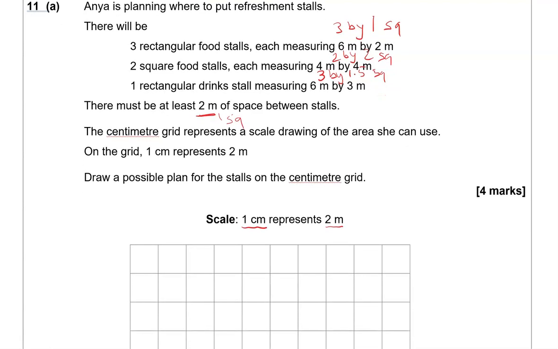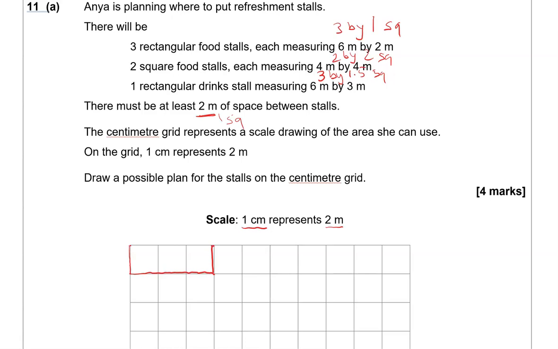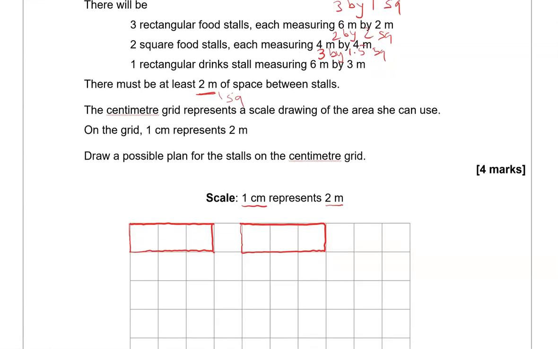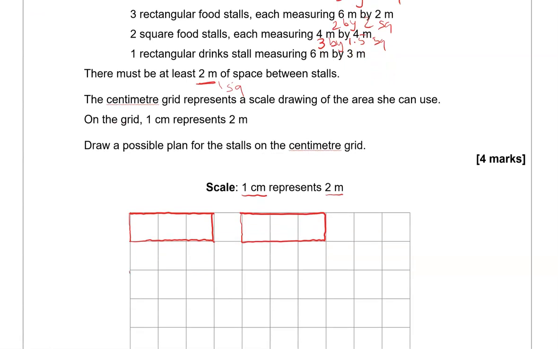So if we start with a rectangular food stall, so 3 by 1, let's do another one. So that is 2 of them. And then we can do another one here. So that's the 3 rectangular ones.